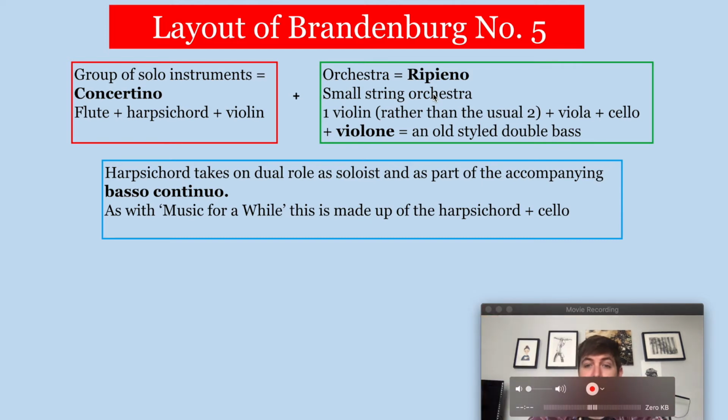big double bass instrument. This is an old version of the double bass before it became the double bass that we know now. And the harpsichord taking on the dual role, as we said, it plays as a soloist and then as the basso continuo, and is joined with the cello on the basso continuo.